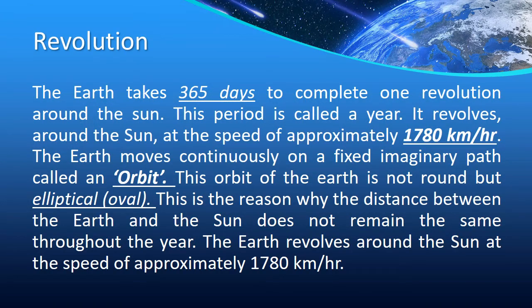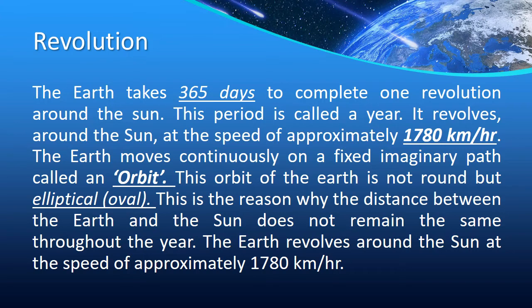So that was rotation of the earth. Now revolution. The earth takes 365 days to complete one revolution around the sun. This period is called a year. Now if you remember when we studied about leap year, actually the earth takes 365 days and 6 hours to complete one revolution, but for easy measurement it is measured as 365 days.